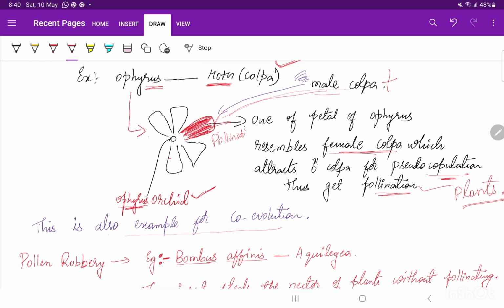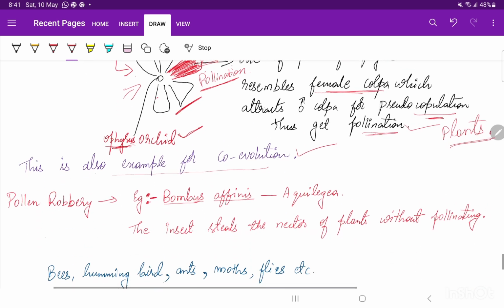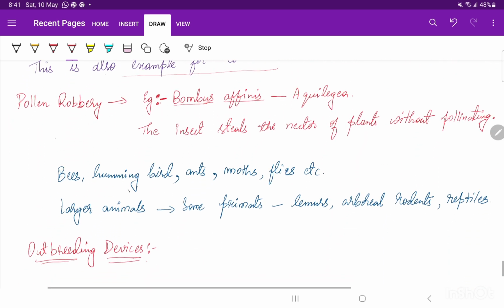How? If there is an evolution in the structure of the female Colpa, the flower of the orchid also should evolve, so that pollination continues. So if the female Colpa is evolving, this flower should also evolve. Hence it is co-evolution. I hope it's clear.